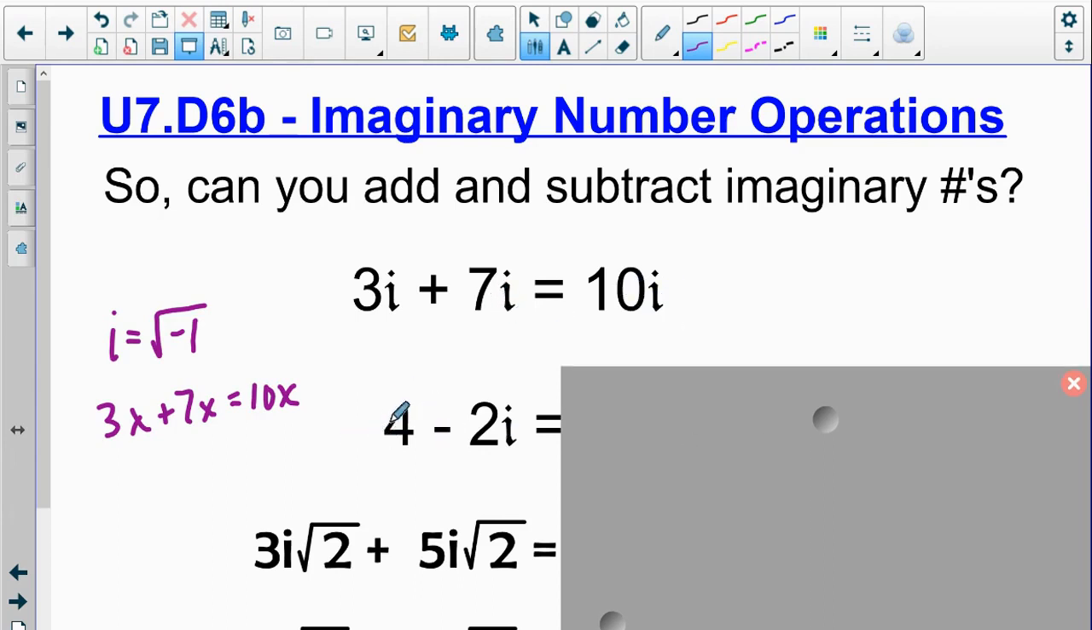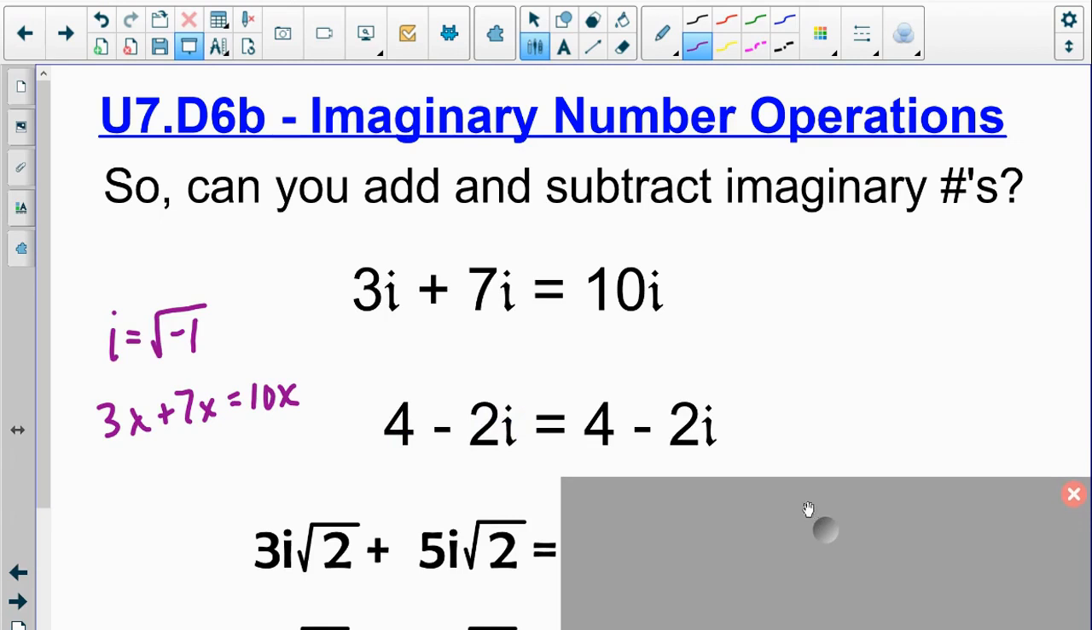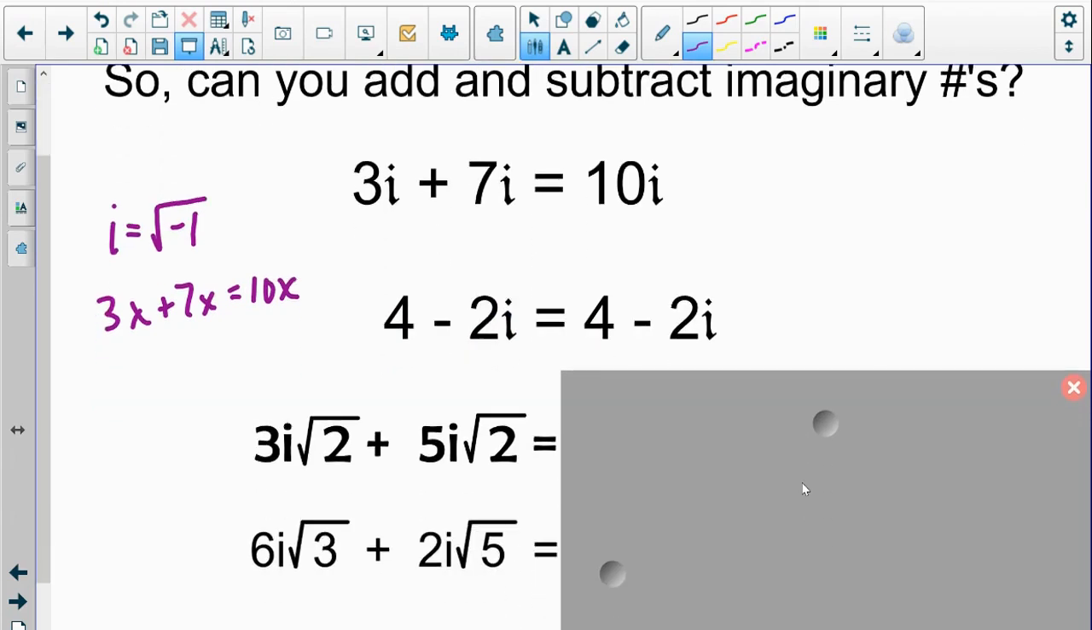Now, when we have a regular number like 4 and we're trying to subtract an imaginary number from that, we can't really subtract an imaginary number from a real number. So in that case, we can't do anything to simplify that expression. It's just 4 minus 2i.